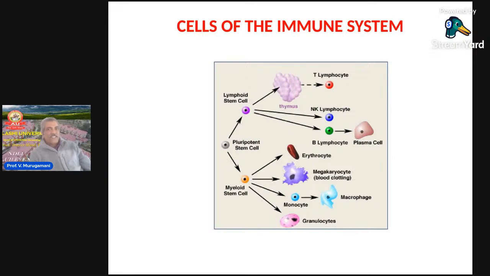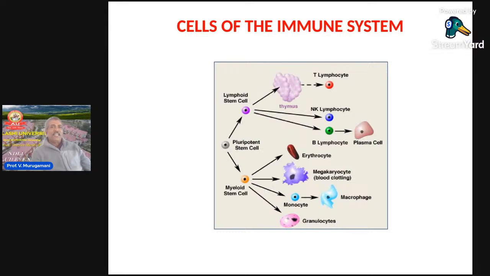The lymphoid cells enter the thymus organ. The thymus gland gives rise to the T lymphocytes. At the same time, the lymphocyte stem cells directly produce natural killer cells, NK cells, and B lymphocytes. The B lymphocytes become plasma cells. B lymphocytes and T lymphocytes play the main role in protecting against pathogens.